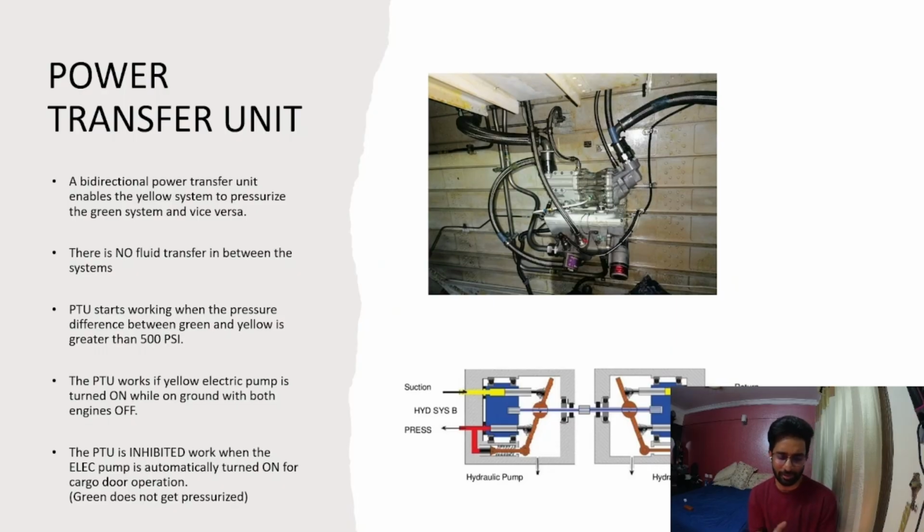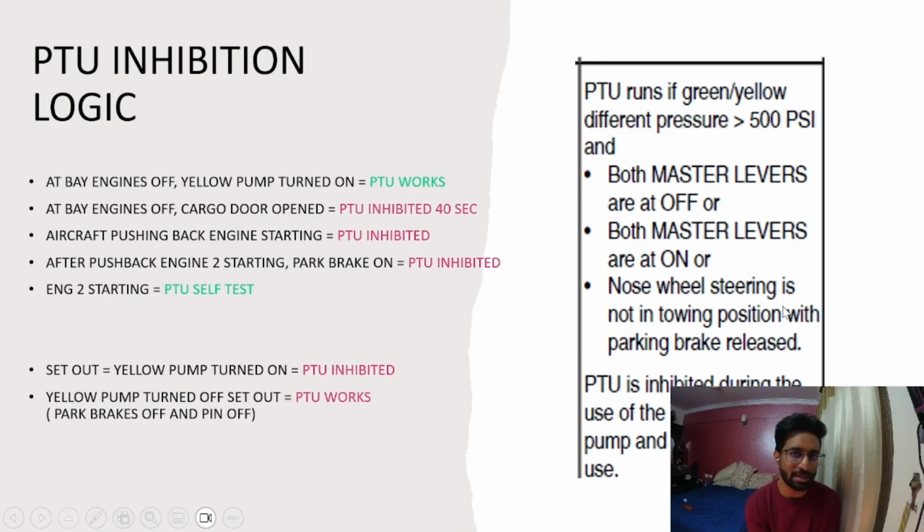This might seem a little bit out of place in this video, because I have added it after I have completed the whole lesson, because I wanted to correct certain things and make the information more clear to you. So a little bit more about the PTU. The PTU has some inhibition logic. Right now I said, okay, if the cargo door is opening, the PTU is not going to work, right? So that is one of its inhibition logics. It will not operate for 40 seconds when the yellow electric pump is turned on due to the cargo door opening. Okay, so for 40 seconds after the cargo door is opened, it is inhibited.